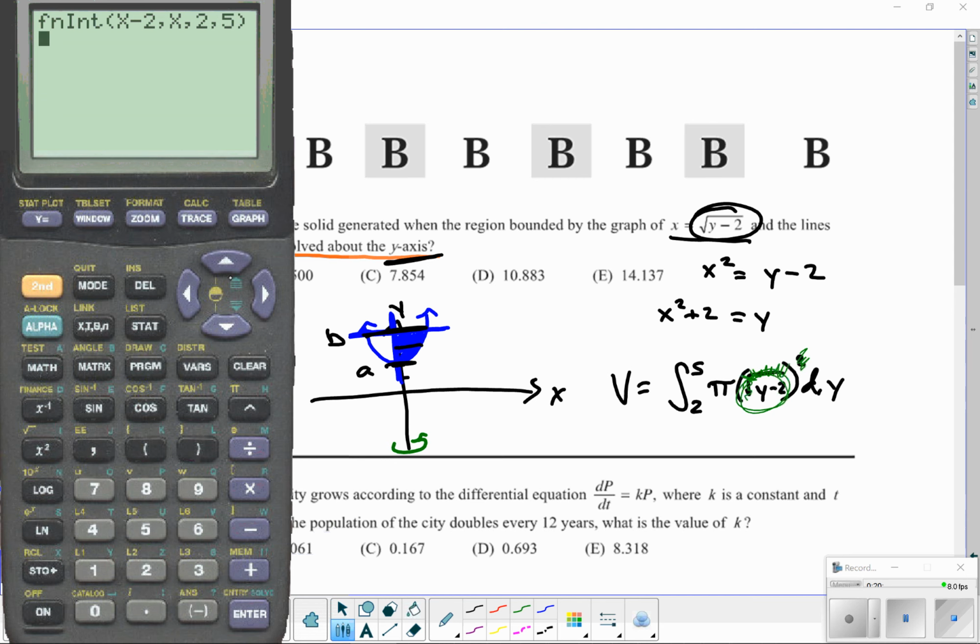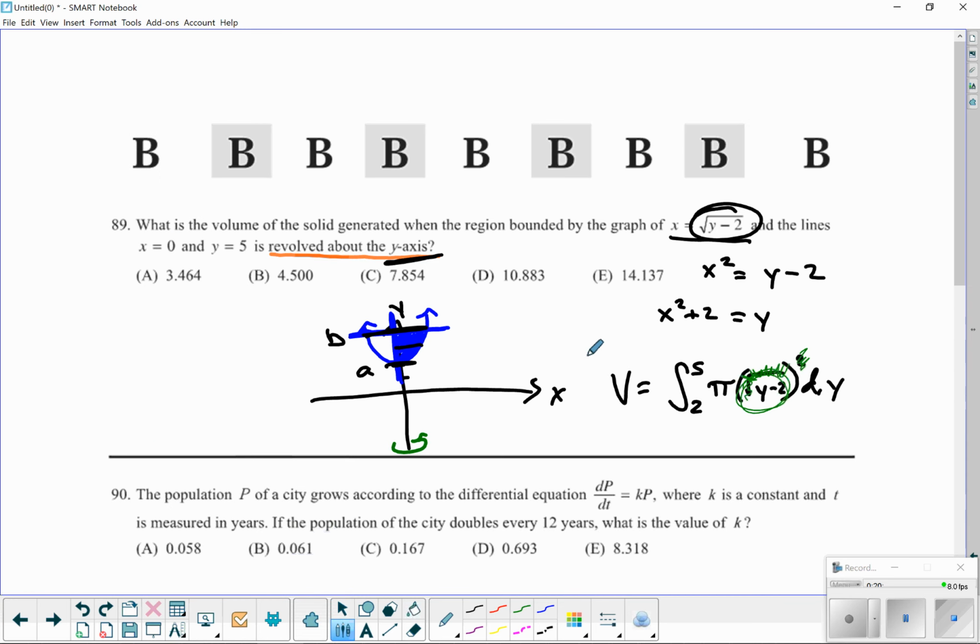And I do need the pi in there, because it's pi times all that. So I'm going to insert it at the beginning. If you don't know how to do it, you have to retype it, but pi times the definite integral, all that good stuff. And it looks like it's 14.137. Okay, looks like the answer is going to be E in this case.